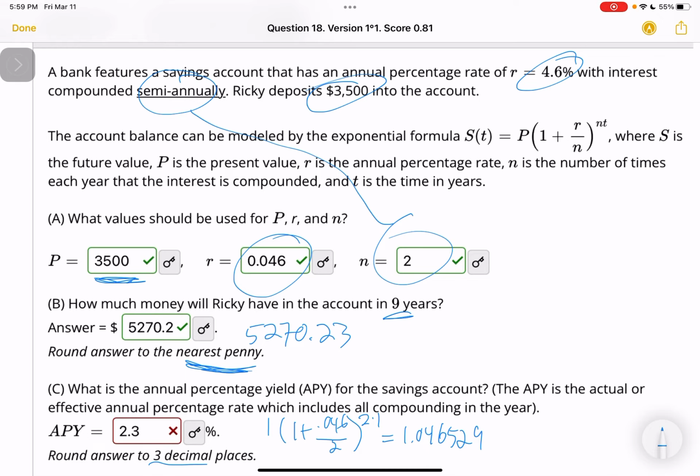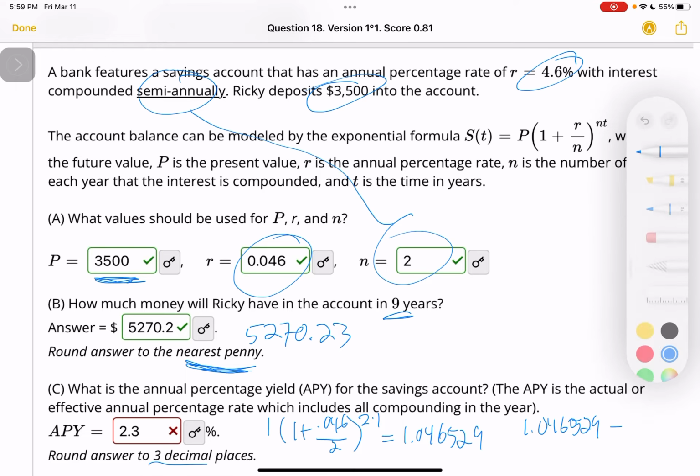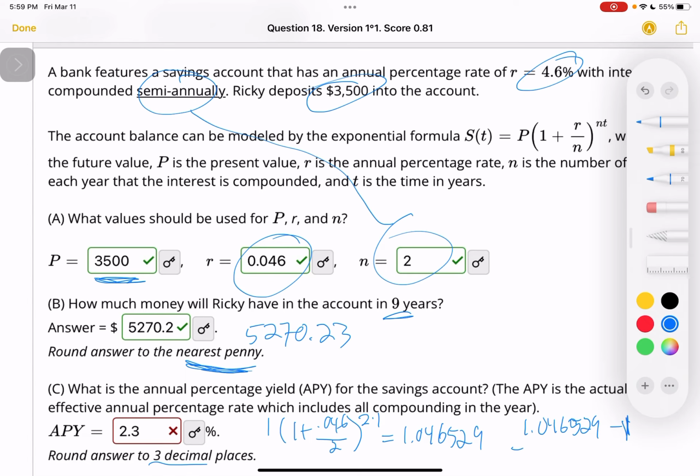So the idea here now is you take that 1.04659 and you subtract out what you started with, which is $1. So you end up with 0.04659, and to the nearest 3 decimals, it's going to be 0.047. That's what it should be. Okay, hope that helps.